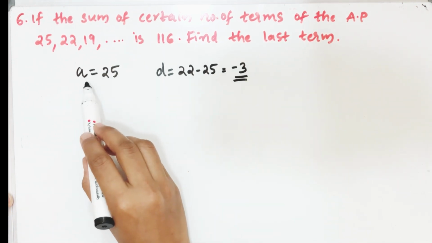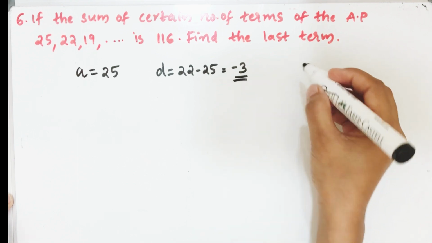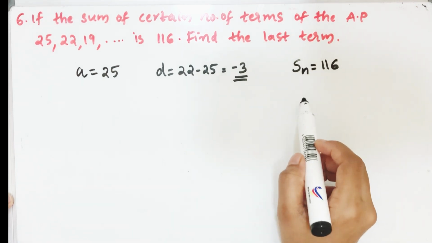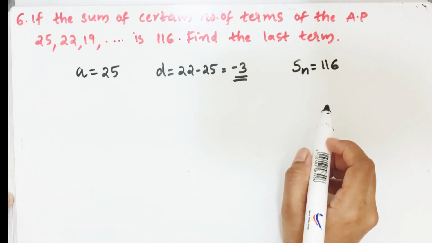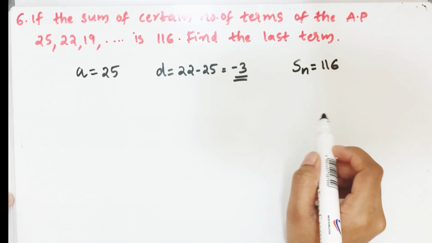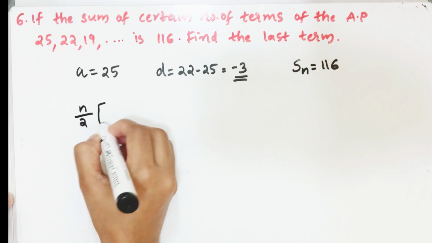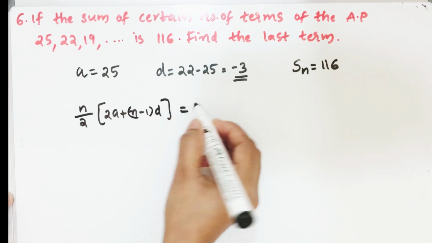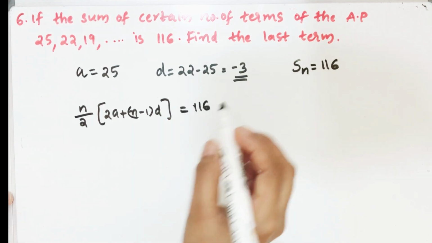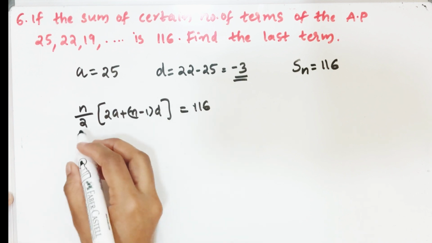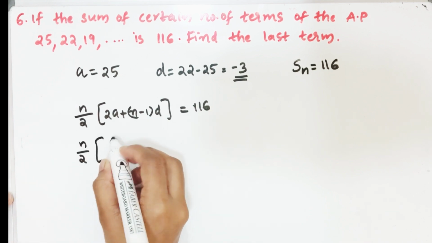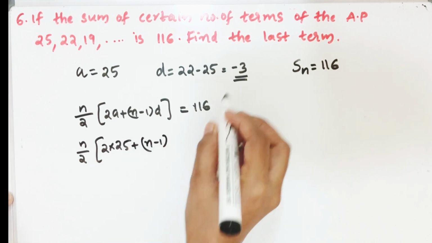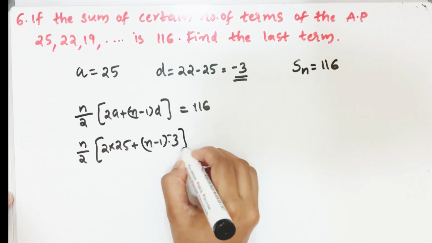We have the first term a and the common difference d. Also given Sn is equal to 116. From this Sn we can find n. What is Sn? n by 2 into 2a plus n minus 1 into d is equal to Sn, that is 116. Here substitute for a and d: n by 2 into 2 times 25, since a is equal to 25, plus n minus 1 into d, which is minus 3, equal to 116.